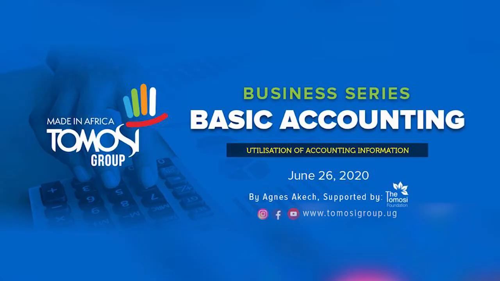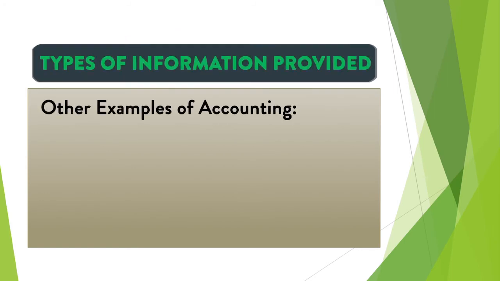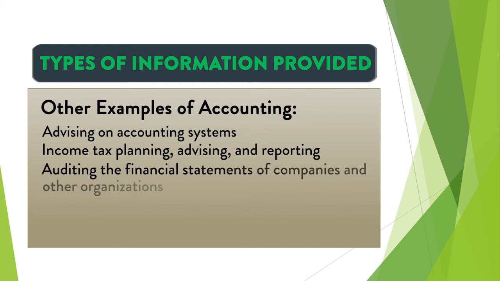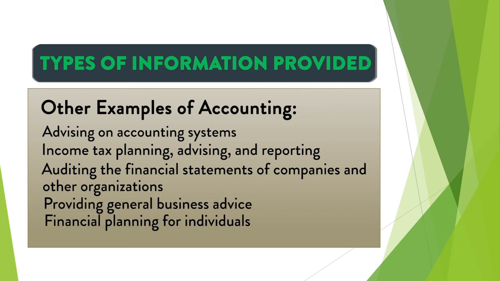Other types of information that can also be provided by financial statements or accounting are advice on accounting systems. You can also have income tax planning, advising and reporting. There's also the element of auditing. Most of us are familiar. We may not know the nitty-gritty of auditing, but we know most companies do audit the financial statements of companies and other organizations. There's general business advice as well. You'll also come across financial planning for individuals. You can hire someone to do financial planning for you.